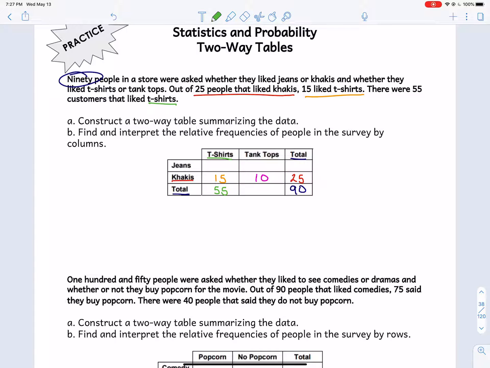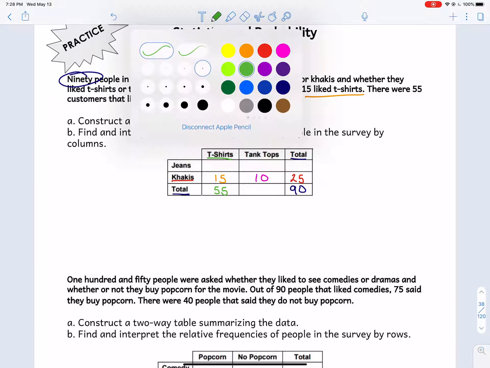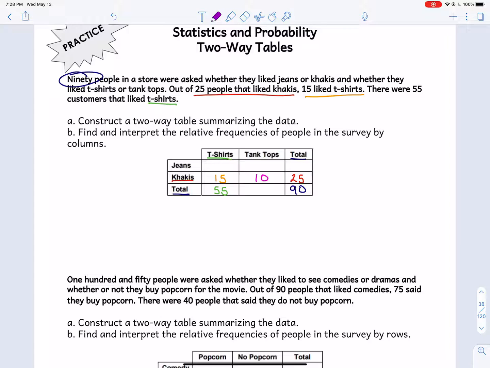All right, so out of those 55, we already know that 15 like khakis. So that means there must be 40 that liked jeans, because when we add these together, it's just like an addition, okay? So we add down, it has to equal the total. Same with going across, we add, and it has to equal. Okay, so that's how we can check to make sure our numbers are right.